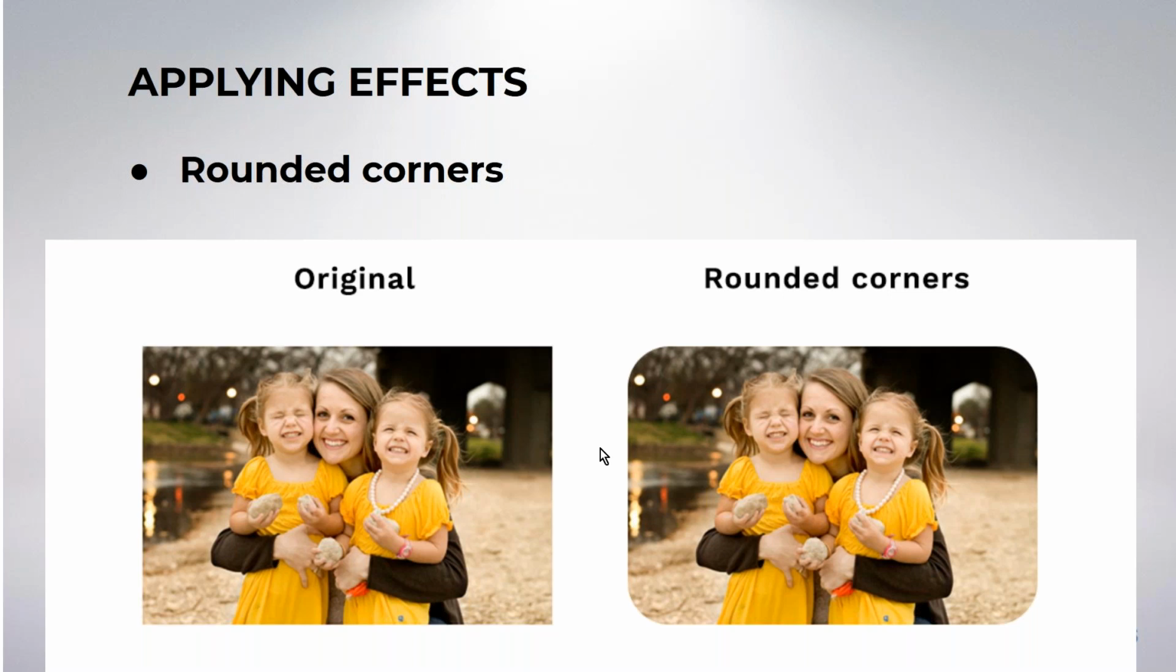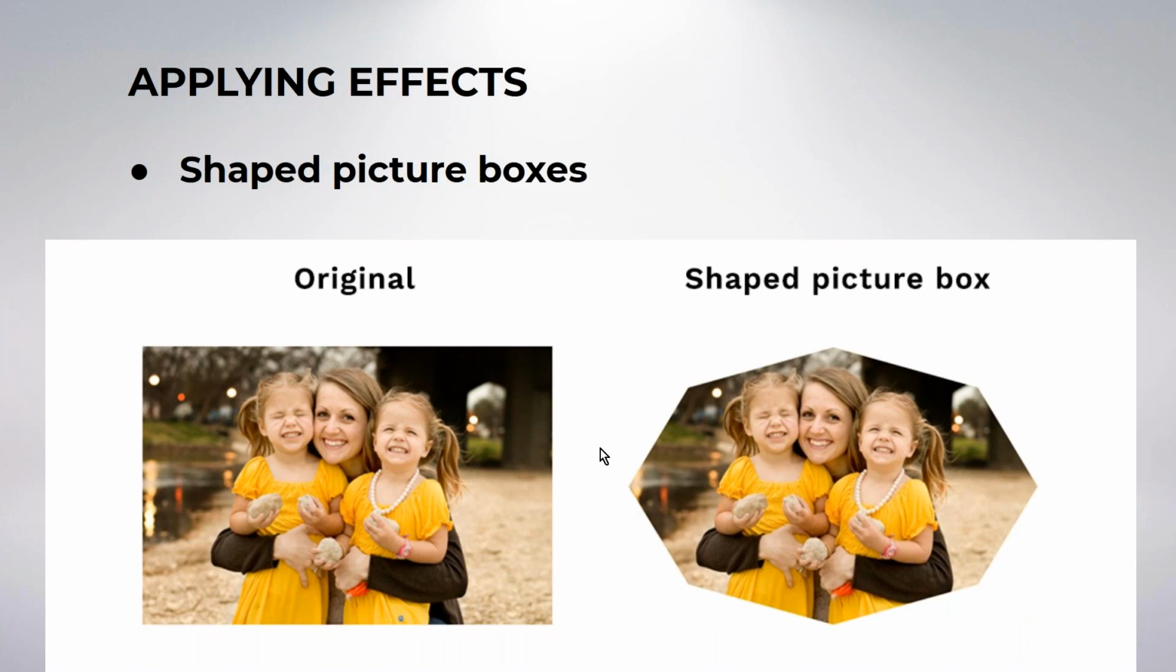A handy feature to know is that you can change the shape of your picture box. From a circle to a diamond to an octagon, the editor allows you to choose how many corners you want your picture box to have, which results in a different shape for your photo.